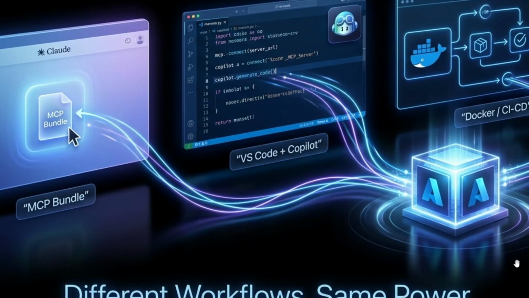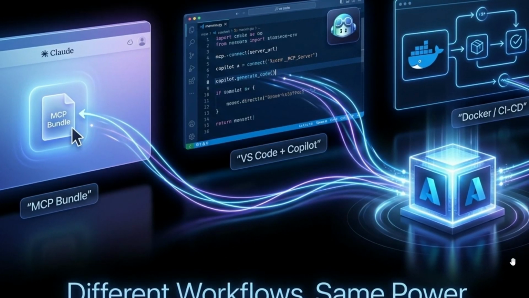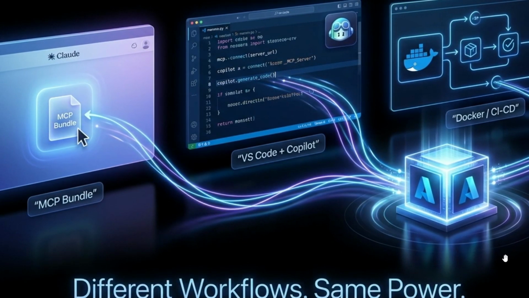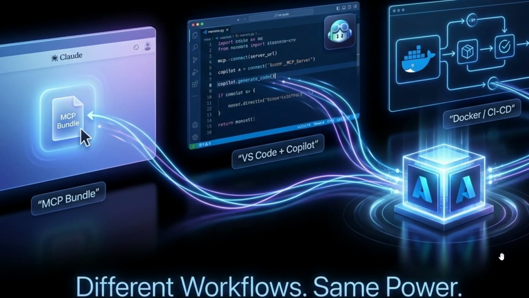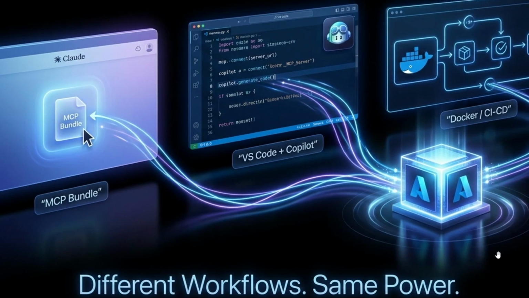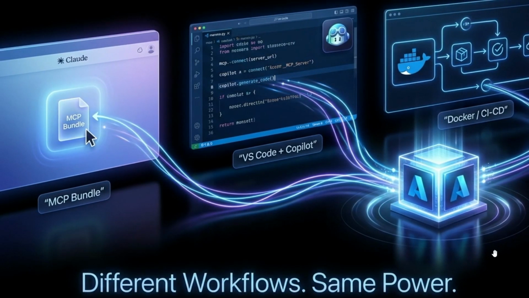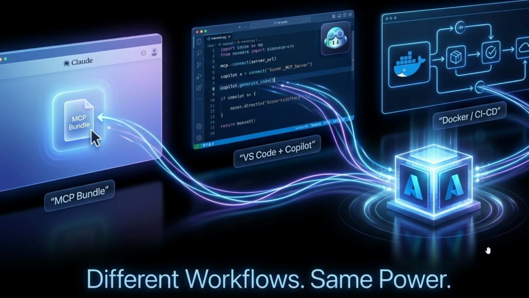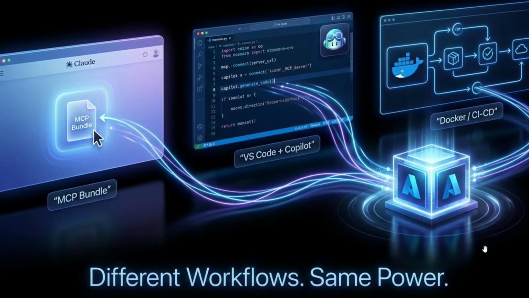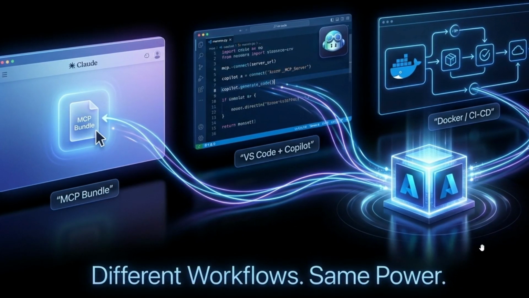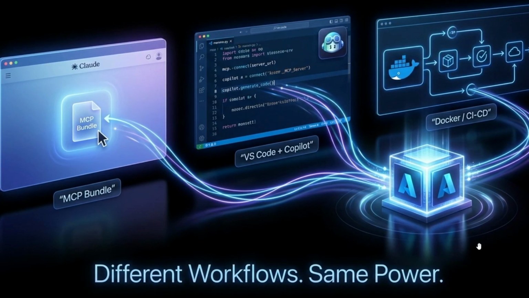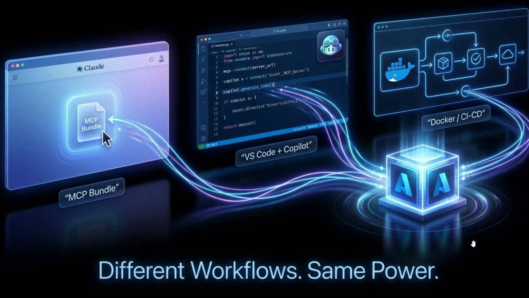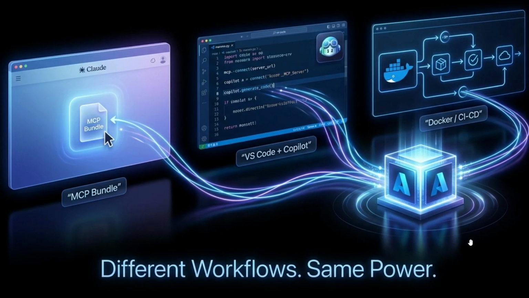Now, you might be wondering, how is this different from the VS Code extension? Under the hood, both give you access to the exact same Azure MCP server and tools. The difference comes down to your workflow. If you want a zero config, drag and drop install for Claude Desktop, use the MCP Bundle. If you are a developer already writing code in VS Code with GitHub Copilot, stick to the VS Code extension. And if you are building CI/CD pipelines, the Docker method is still there for you. You get the exact same capabilities no matter how you install it.